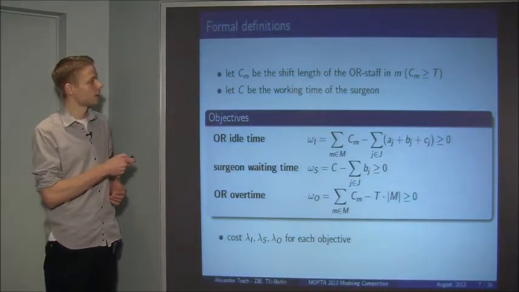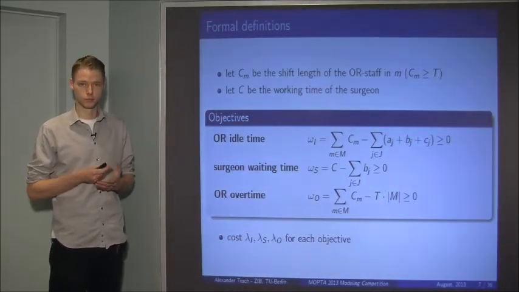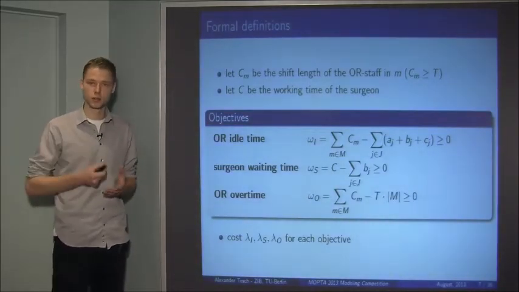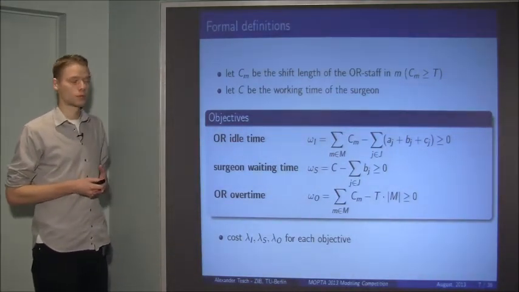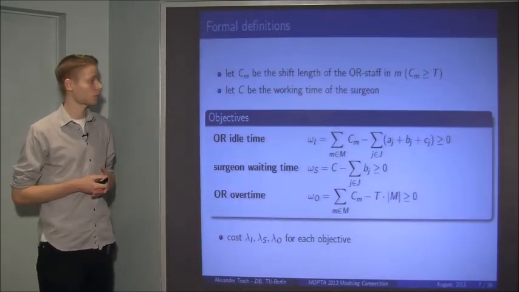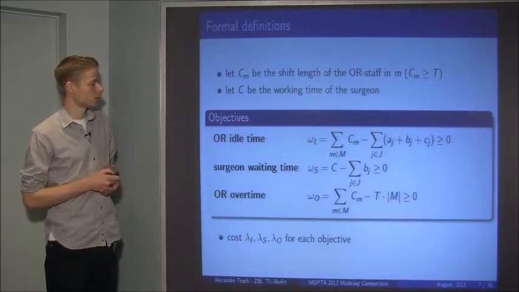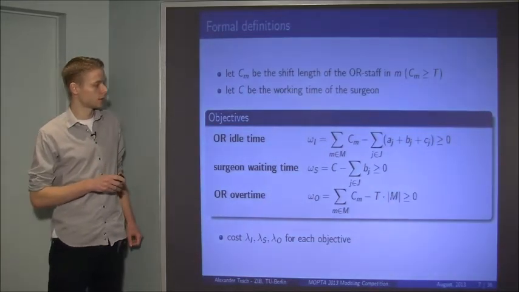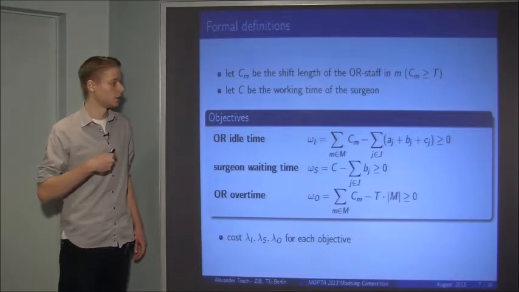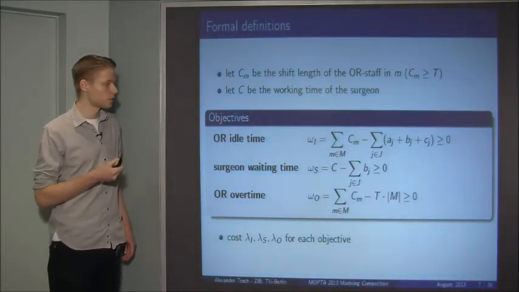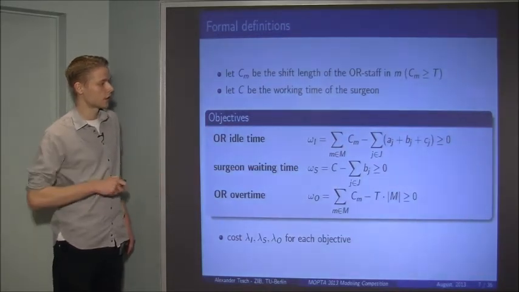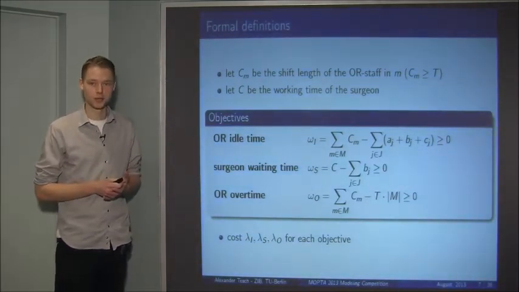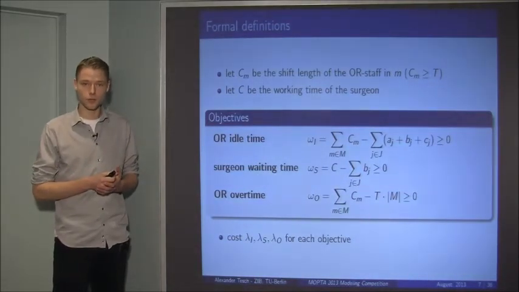We define CM as the shift length of the OR staff in each of the operation rooms. In particular, the shift length must be greater than T, because each of the OR staff is supposed to work a shift longer than T. And C is the working time of the surgeon, and we can define the objectives as follows. The operation room idle time can be defined as the sum of the shift lengths of the working staff minus the whole processing times, and the result is exactly the idle time for each of the OR staff in the operation rooms.